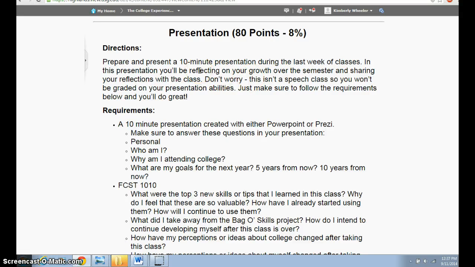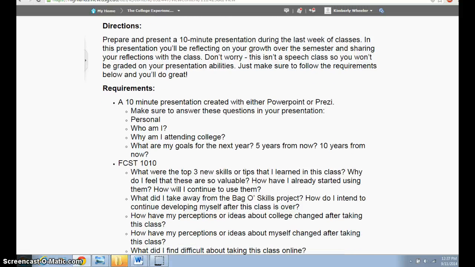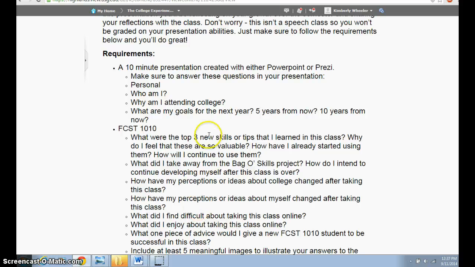Prepare a 10-minute presentation, and it should say, instead of during the last week of class, prepare and present, my apologies, during the last week of classes. So they need to start preparing now, or at least maybe next week or the week after, start preparing for this. And what I always ask them to do is to make a slide out of each and every one of these questions, and start off with a title slide with your name, capstone presentation, FCST 1010, and the date.